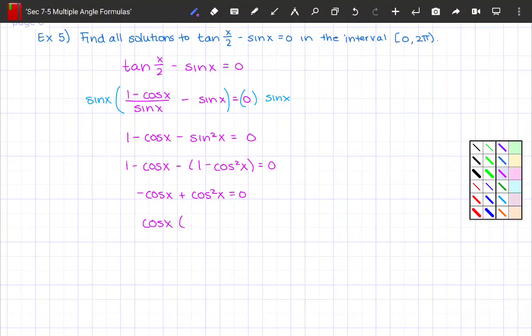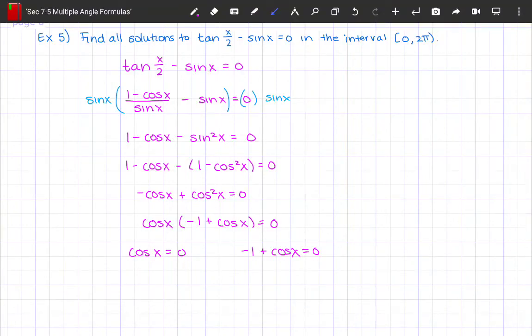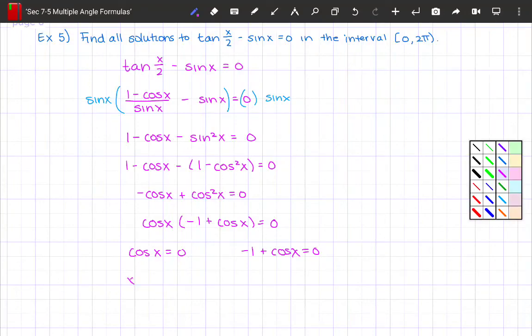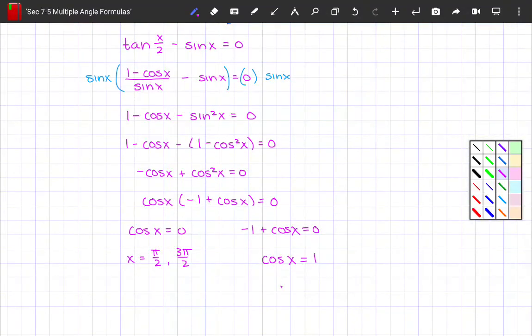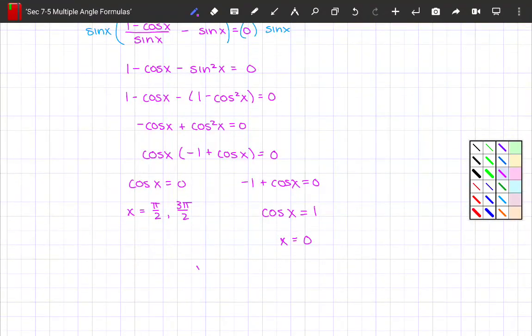We can factor out a cosine. And then set each factor equal to 0. And we are staying in the interval 0 to 2 pi, so we only have to worry about one rotation. Cosine is 0 at pi over 2 and 3 pi over 2. Over here, we get cosine x is 1. And in the interval, there's only one place where cosine is 1. So putting all of our answers together, we have 0, pi over 2, and 3 pi over 2.